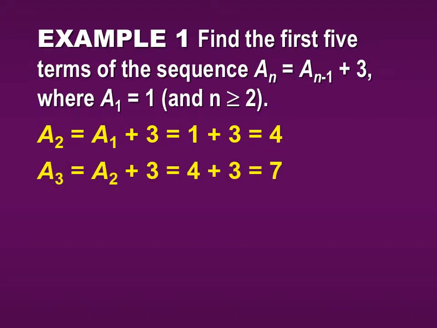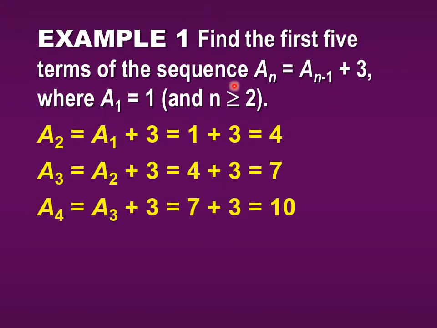Now let's find a sub 3. So a sub 3 is equal to a sub 3 minus 1. Well, 3 minus 1 is 2, so we're going to plug in a sub 2 plus 3. Well, we know that a sub 2, we found in the previous substitution, is 4. So I'm going to substitute 4 for a sub 2. So I have 4 plus 3, which is equal to 7. Now I know that a sub 3 is 7. Now let's find a sub 4.